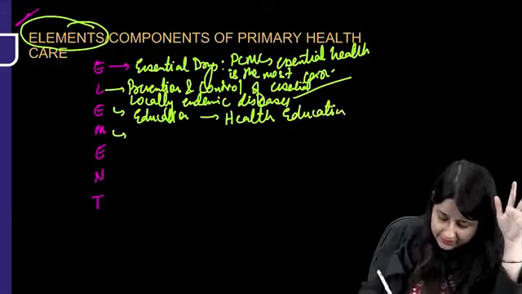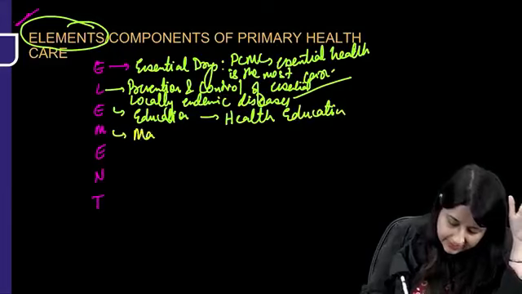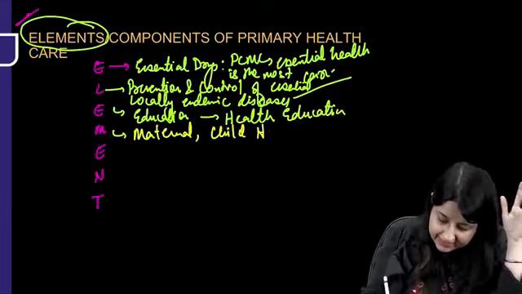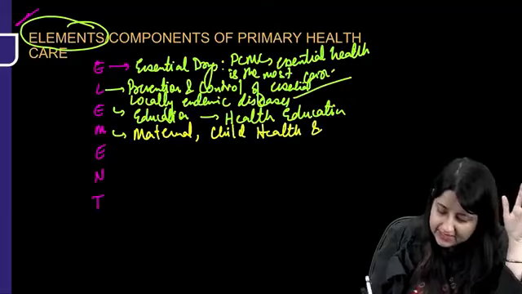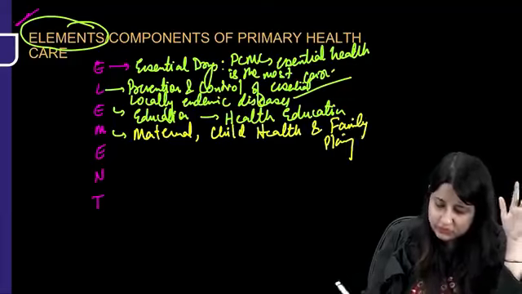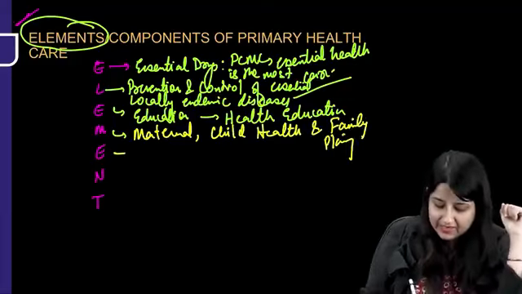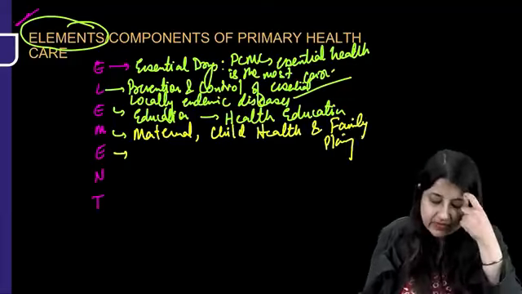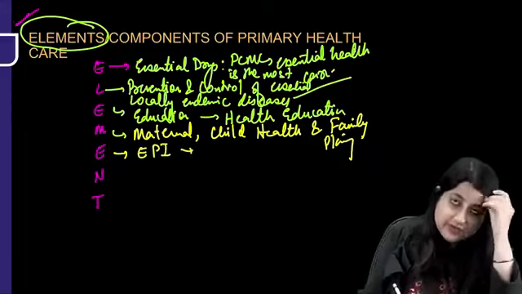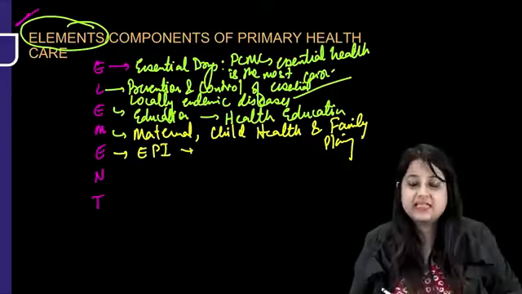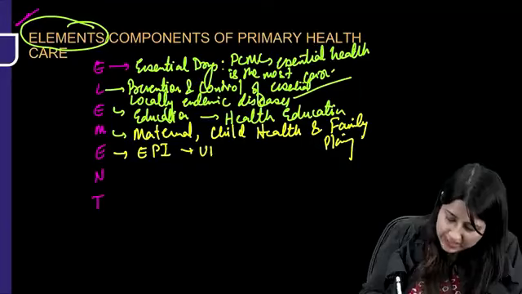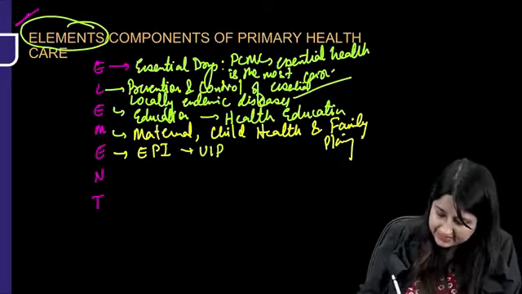M stands for maternal child health, and since we are talking about maternal child health, the next one is family planning services. Maternal child health and family planning. What is the other E, which is again very important? This is EPI, expanded program of immunization. Now what has EPI become? Now EPI has become, everybody, UIP, universal immunization program.